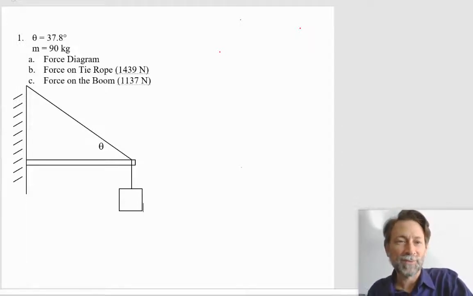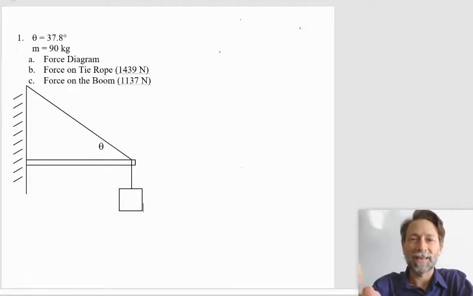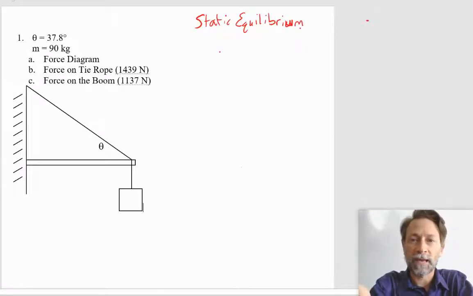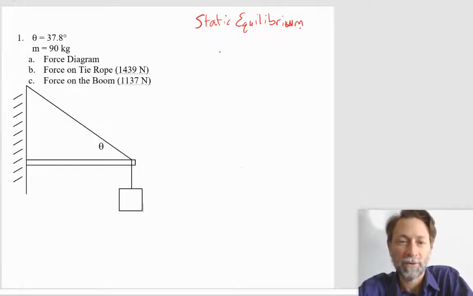Hey, future physicists, what we want to talk about today is static equilibrium. Static equilibrium means we're dealing with objects that are not moving. Static means they're not moving, equilibrium meaning that all of the forces cancel out on those objects.